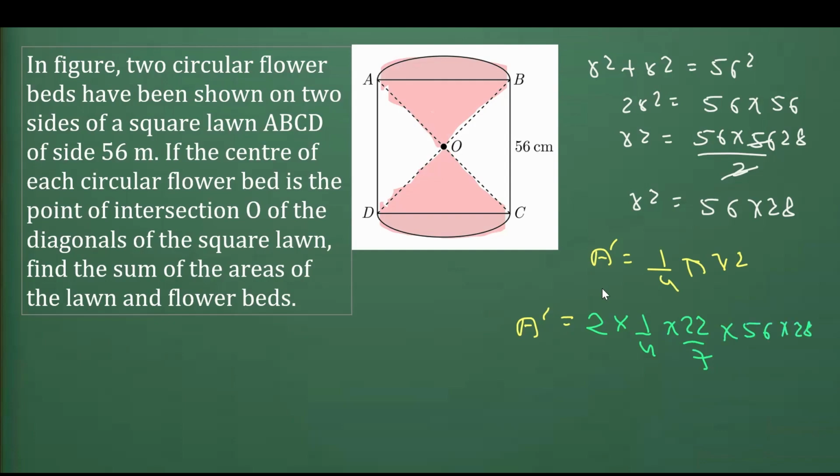56 into 28. Right. So 7 into 4 is how much? 28, and 28 get cancelled. Now we can say that the area over here should be the product of these numbers. So that is 56 multiplied by 44. That should give you 2464 centimeter square.